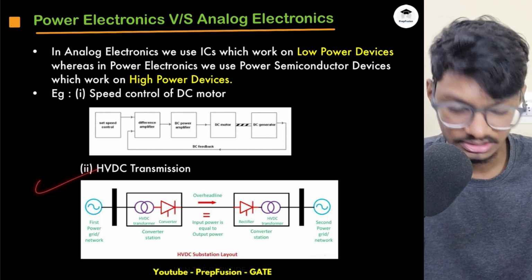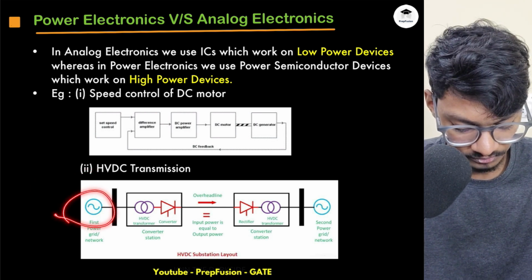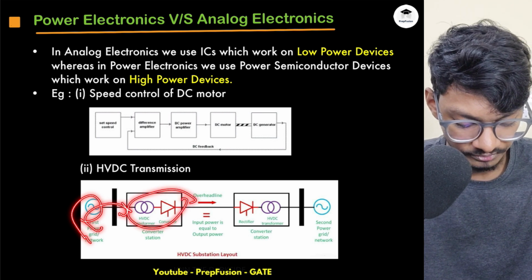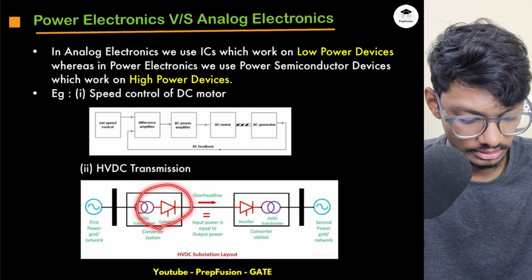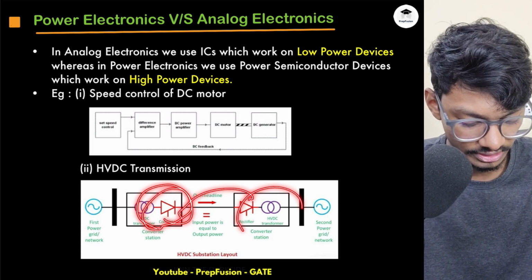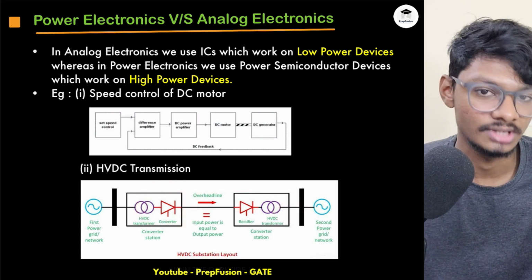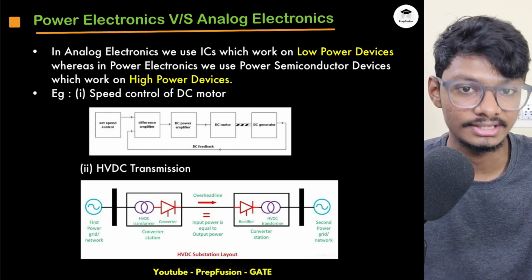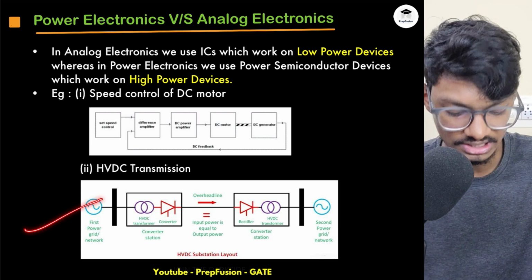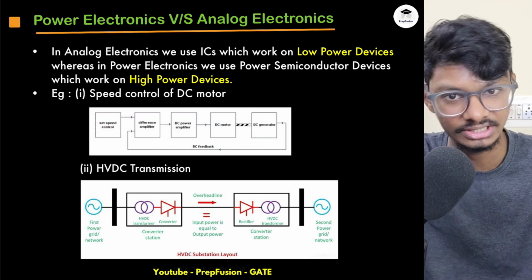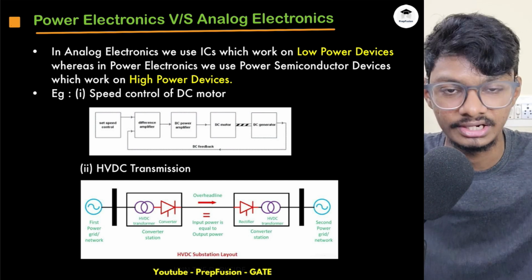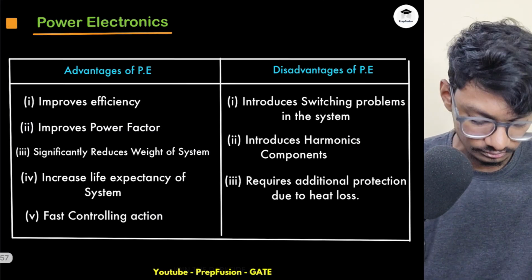Then also HVDC transmission. In HVDC, first we get AC and then we convert it into DC voltage. Then with the help of DC, we step up the voltage, and then again we step down the voltage. People who have studied power systems will understand what HVDC transmission means, and in that there is an application of power electronics. In here also there is an application of power electronics. I'm just saying the application, so don't need to worry about this. I'm just giving you a few examples of where we use power electronics in real life.